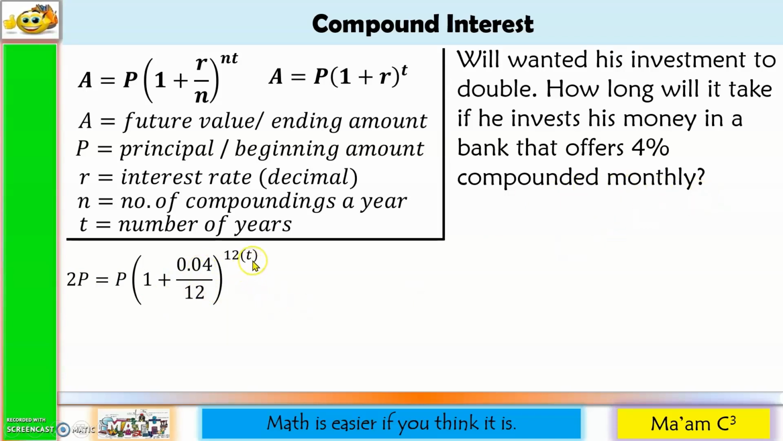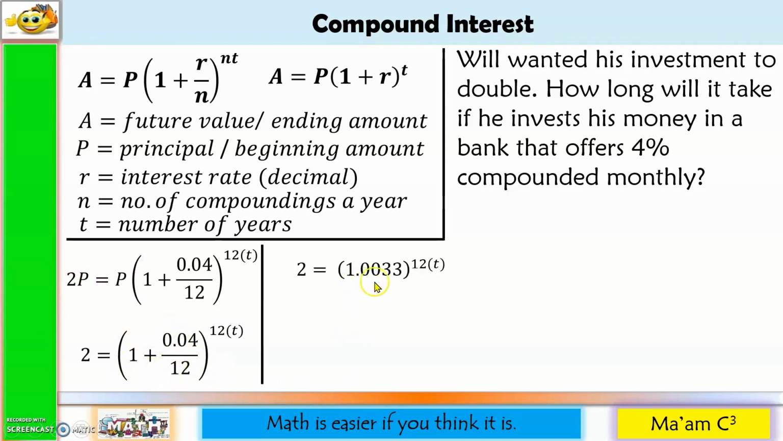And we are asked to solve for the value of T. So first, let us divide both sides by P. So P and P here will be cancelled out. Then let us simplify this, and it is equivalent to 1.0033. And then let us take the log of both sides.